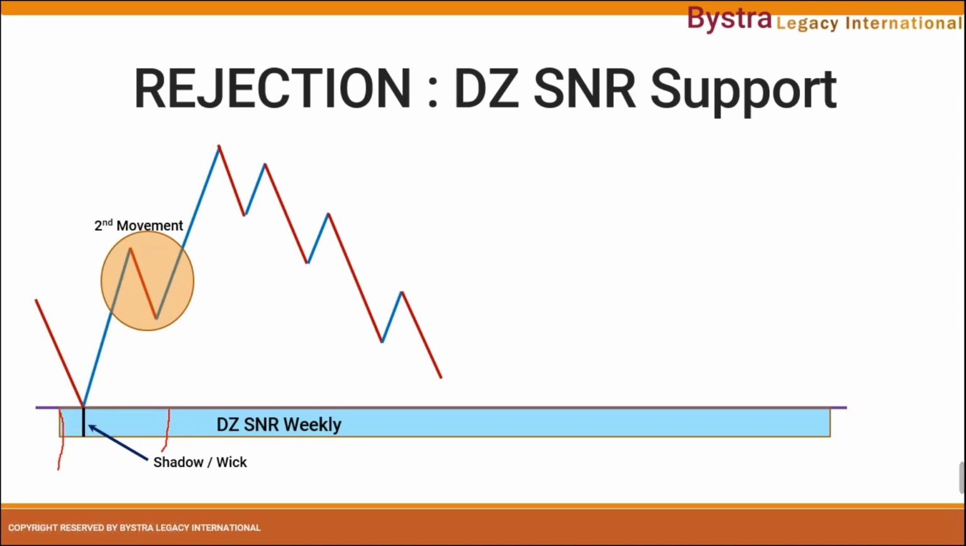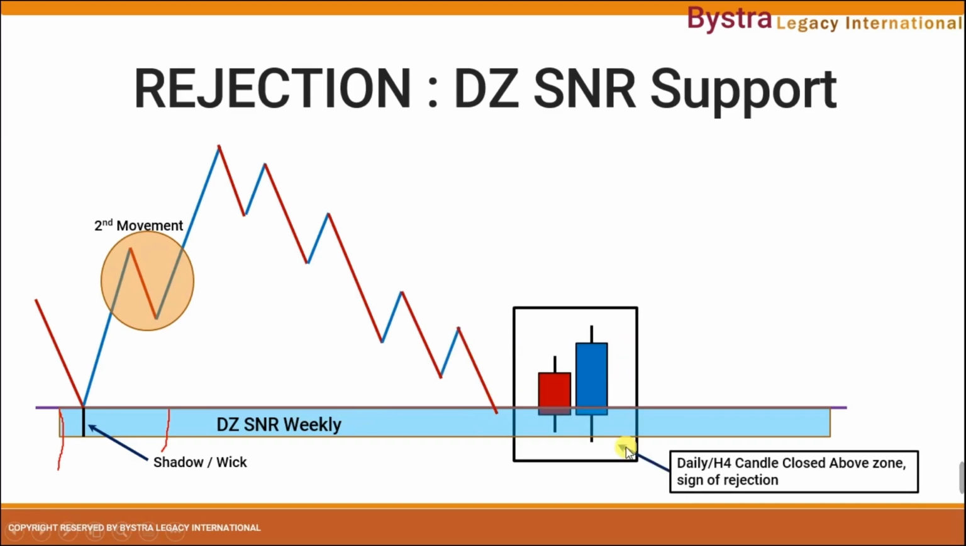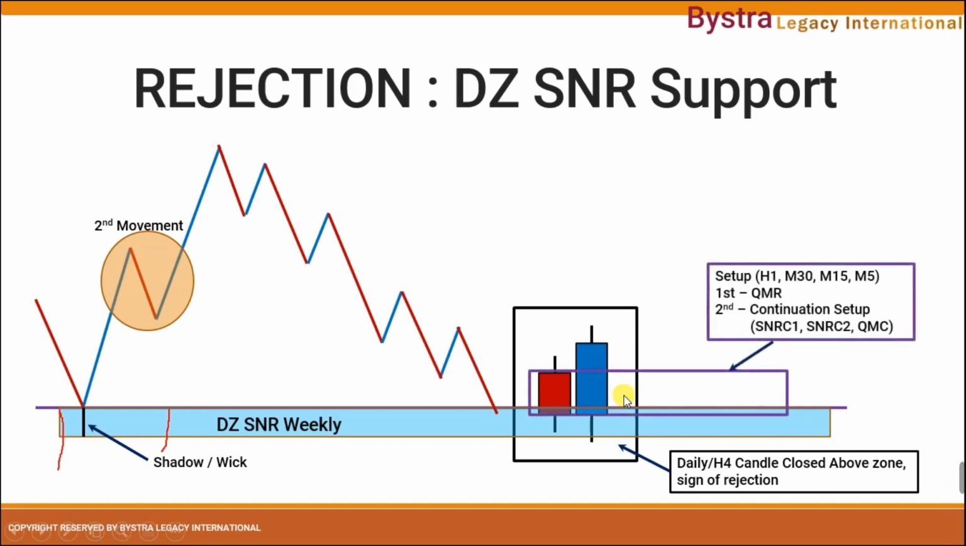So once we have marked our danger zone, the next thing we need to do is to wait for the price to come into this zone. Wait for the rejection confirmation. In this case, this is the danger zone SNR weekly time frame at the support. We wait for confirmation on the daily time frame, or the H4 time frame at the least. So once there's a rejection close above this zone, we wait for the setup.